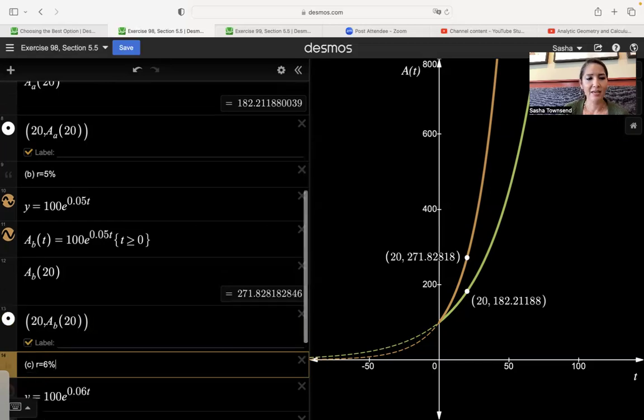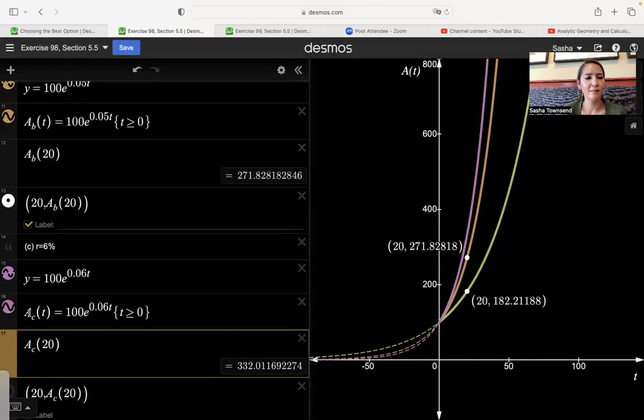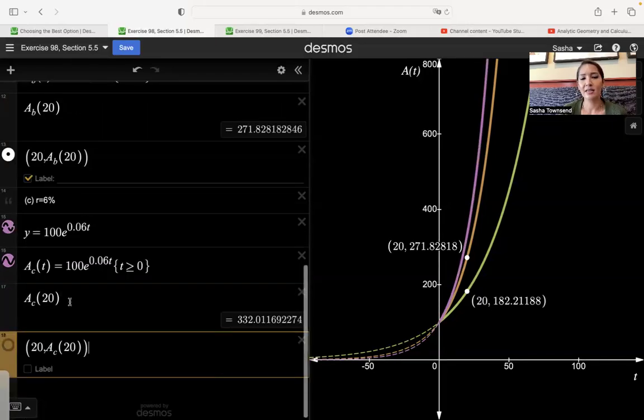So we can compare that, and then with R equals 6%, we can do the same thing. Here's the function. Notice it's a little steeper. As we increase the value of R, the slope increases. The slope gets steeper. And then if we want to graph just that part of the function we're interested in, we graph the part for t greater than or equal to 0. So that's the solid part. Evaluate that function at t equals 20 to get the account balance in 20 years with that 6% interest. We have $332.01. So we actually make $232.01 by leaving that $100 in the account for 20 years.